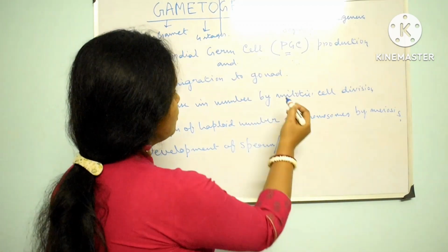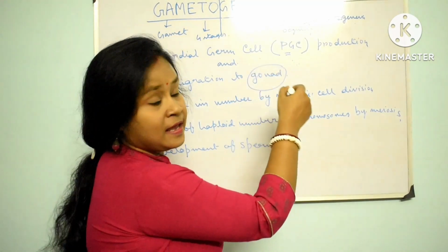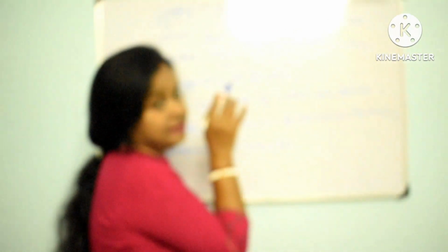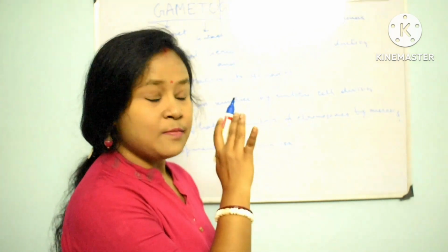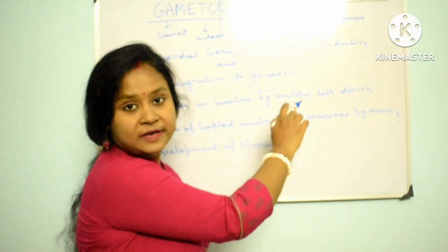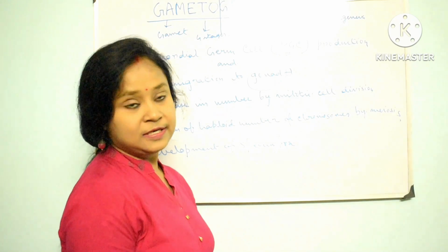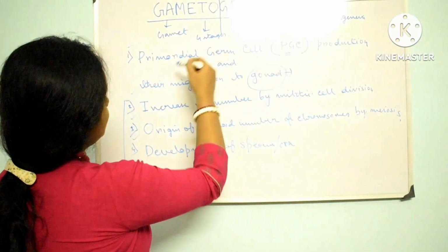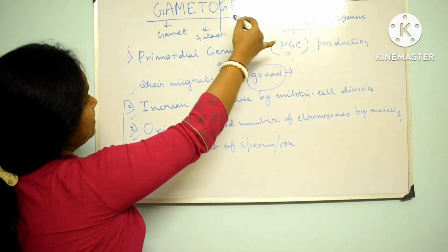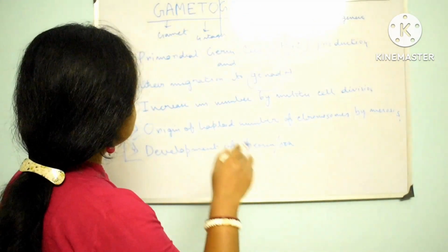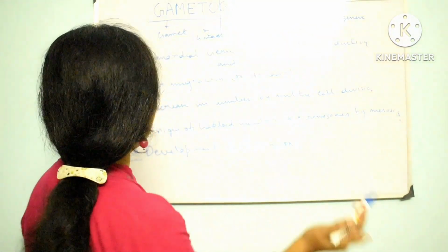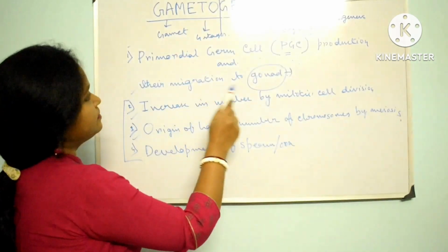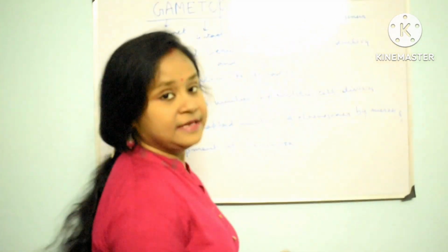Gonad here is not specific. Gonad means both. This one is the undifferentiated gonad. It is not yet differentiated into a male or female reproductive organ. So this step is the entirely common gametogenesis step. In this lecture I will discuss only this step, primordial germ cell (PGC) production and their migration to the undifferentiated gonad.